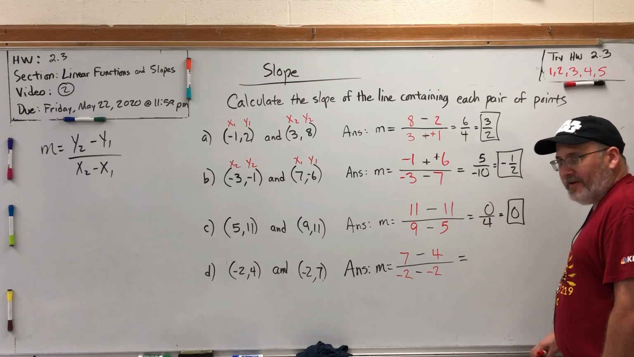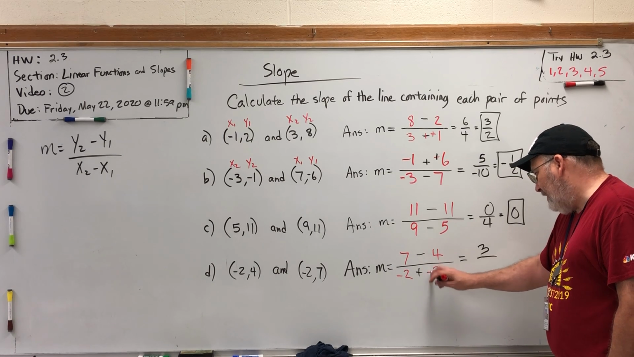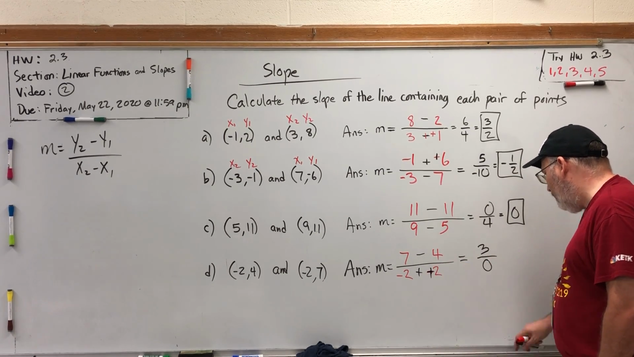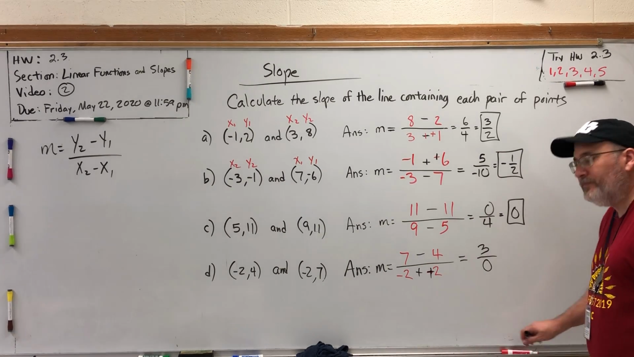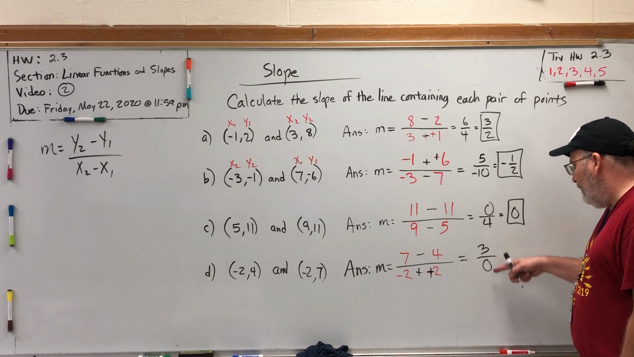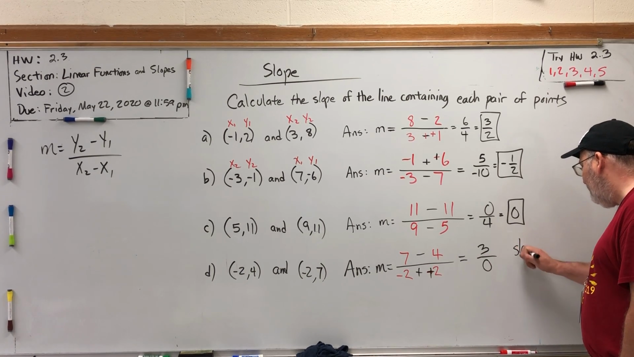The top is easy. 7 minus 4 is 3. But on the bottom, we get a double negative, so it becomes a plus. -2 and +2 is 0. Now we have a problem. 0 on the bottom of a fraction is undefined. So if you get a 0 on the bottom and not on the top, that means that the slope is undefined.